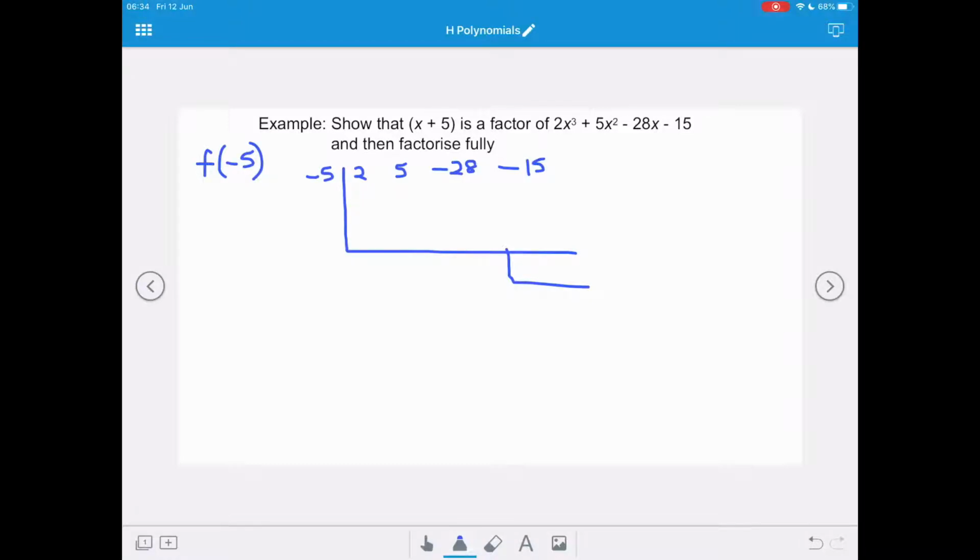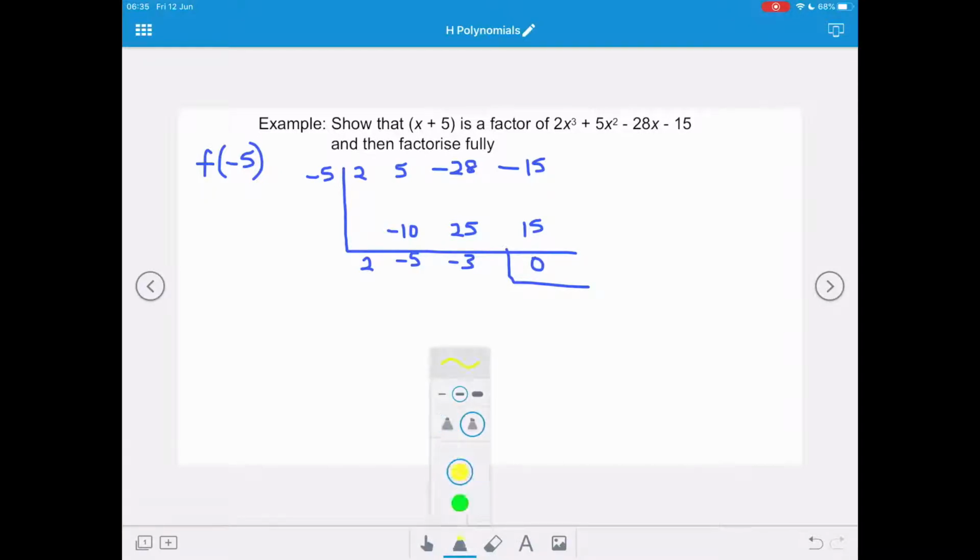So now we're going to apply our synthetic division. We're going to bring down the 2, multiply that by negative 5 to give us negative 10, and add that on to the 5 to give us negative 5. Negative 5 times negative 5 is 25, added on to the negative 28 gives us negative 3, and negative 3 times negative 5 gives us positive 15, and when we add them together we get 0, which demonstrates that we have a factor in x plus 5.